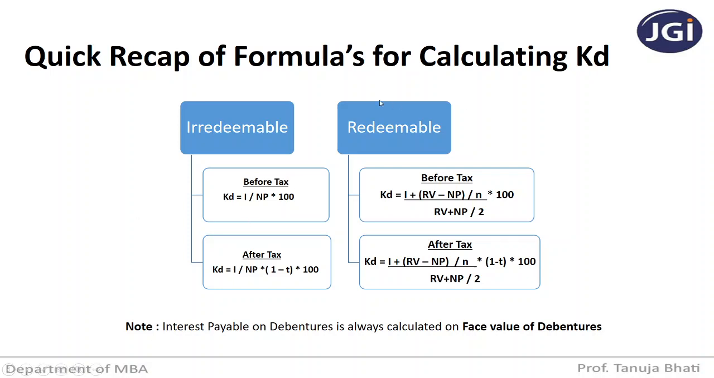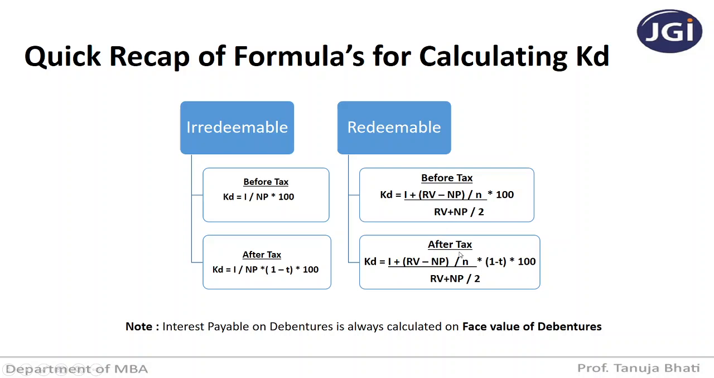Next, when it is redeemable debentures, redeemable means where the debentures are repayable by the company. So where the debentures are repayable by the company, there is going to be one additional repayment value or redeemable value. So what is the formula? KD is equal to I plus RV minus NP the whole divided by N, whole divided by RV plus NP the whole divided by 2, into 100. First solve the numerator, then solve the denominator and then divide.